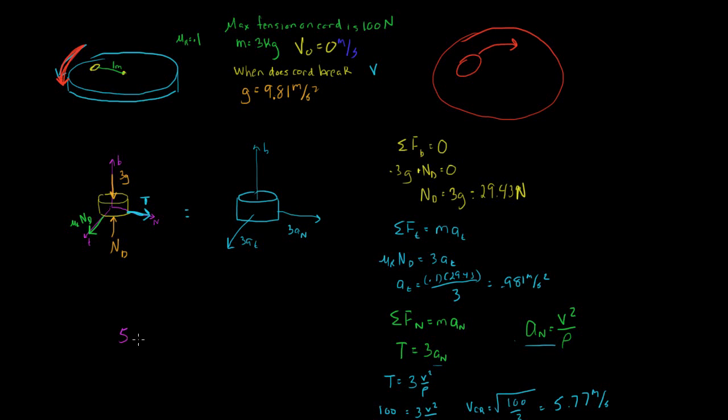So at what point does this cord break? If we know our final velocity is 5.77 meters per second and our initial velocity is 0, we can use the equation v equals v naught plus at. We know our tangential acceleration is 0.981, so 5.77 equals 0.981 times some t, and we can solve for t and we get 5.88 seconds. So what does this tell us? This tells us that starting from rest, when this platform begins to rotate, it takes 5.88 seconds before the tension on this cord is 100 newtons, and when this tension is 100 newtons, this cord will break.